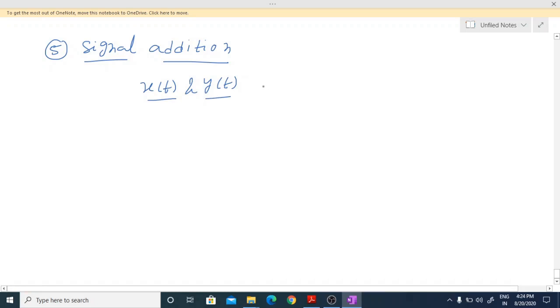The next one is signal addition. In this, let us consider we have two signals, x of t and y of t. Now we can add or subtract. For addition, we use the plus symbol. If you go for subtraction, we can consider the minus symbol. So we can do addition or subtraction for any two signals.